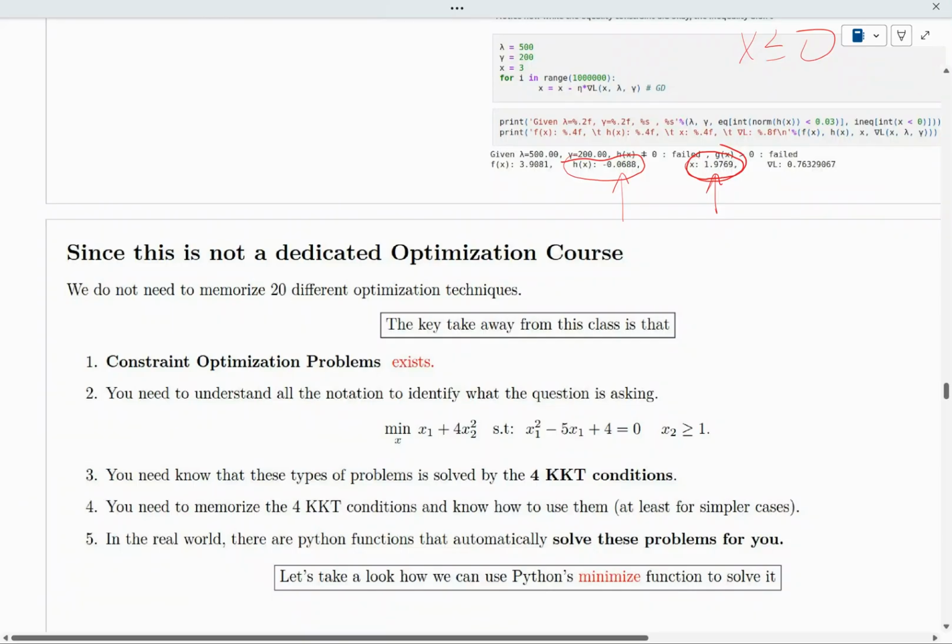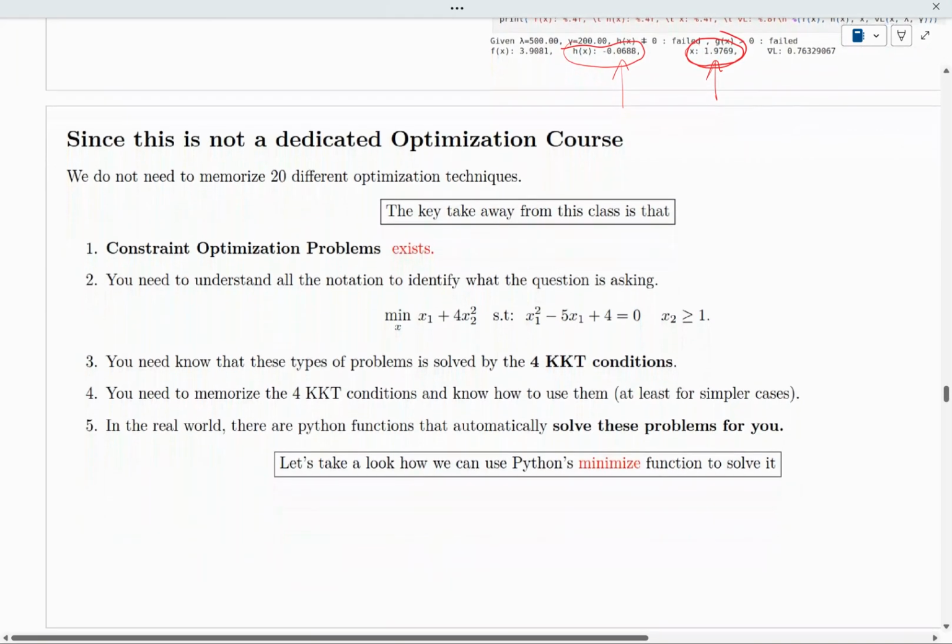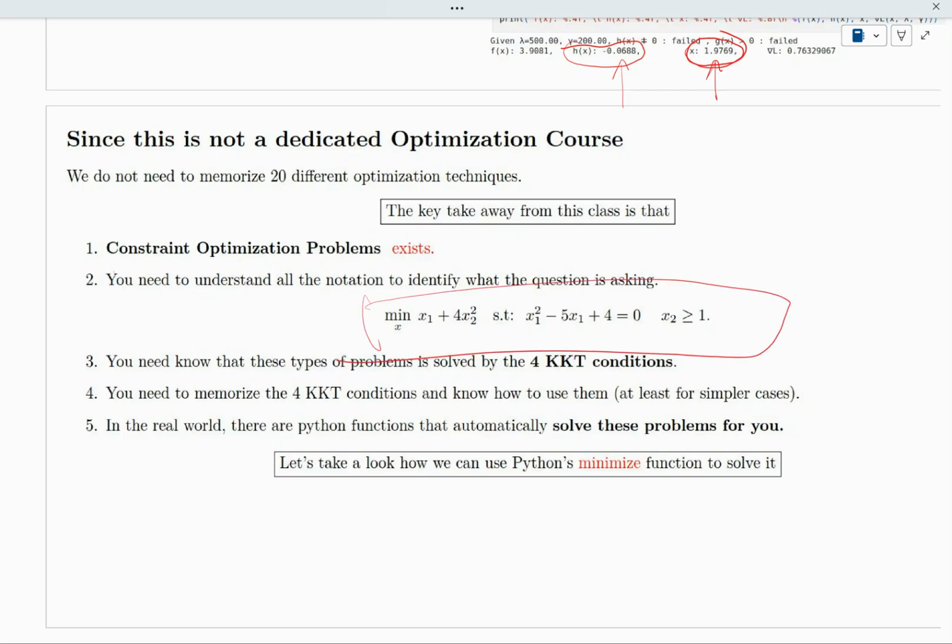But for our class and our purpose, the key takeaway is for you to just know that constrained optimizations exist. You know what they look like, and you need to understand the notation. What does this notation mean? Well, it's saying this is the equality, this is the inequality, and you need to understand that notation. And these are the type of problem you need to realize can be solved by the KKT conditions.